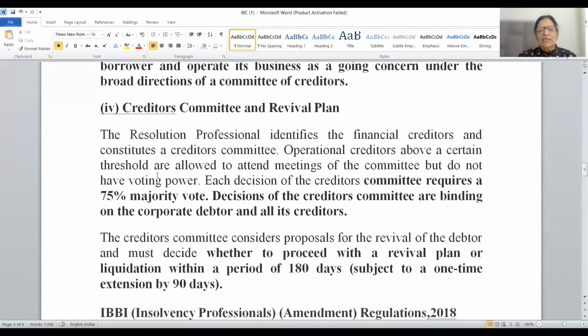The creditors committee considers proposals for the revival of the debtor and must decide whether to proceed with a revival plan or liquidation within a period of 180 days. So friends, this decision has to be taken, whether they should go for revival plan or liquidation. And the period here is 180 days. Subject to one-time extension, this period can also be extended by another 90 days. So the total period is 270 days.